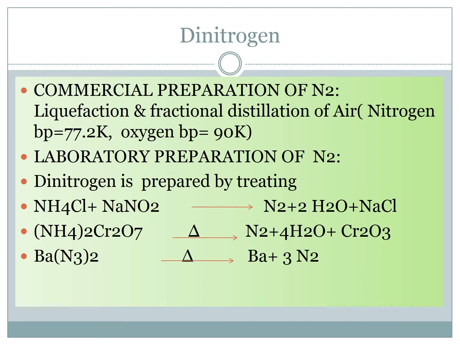One is by treating ammonium chloride with sodium nitrite. Another way of getting nitrogen is by thermal decomposition of ammonium dichromate or sodium azide. If we use sodium azide or barium azide, we get 100% pure nitrogen.